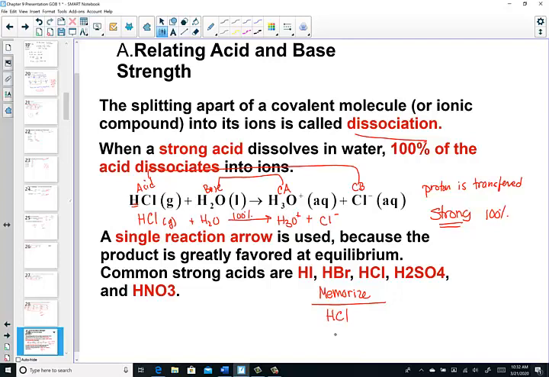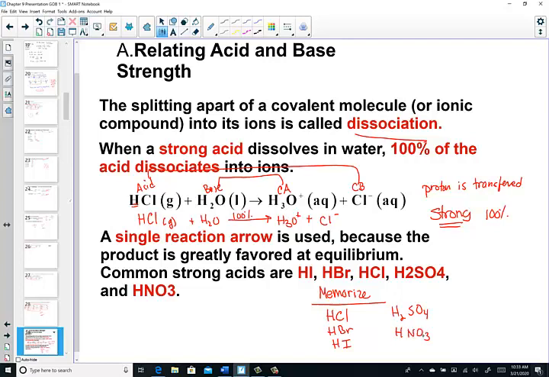HCl, hydrochloric acid, is a strong acid. When it's placed into water, it will 100% dissociate into its aqueous ions. HBr, notice those are the halogens excluding fluorine. Hydrochloric, hydrobromic, hydroiodic are strong acids. They 100% dissociate. Sulfuric acid, sulfuric is known as battery acid. It also 100% dissociates into its aqueous ions, as does nitric acid.